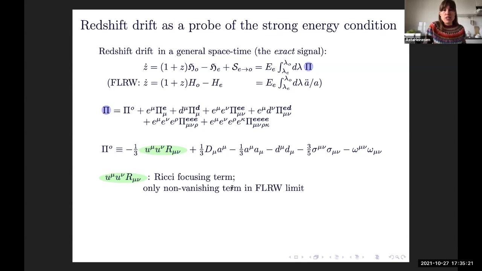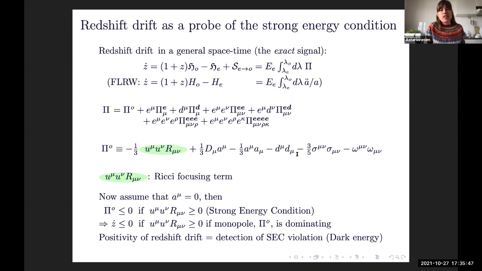And we have other terms entering, which are interesting because they are norms of spatial vectors and tensors. So they come with a minus sign, and they contribute negatively to the monopolar contribution to the redshift drift signal. And therefore, if we have geodesic observers, then for a positive Ricci focusing term, which amounts to a satisfaction of the strong energy condition in general relativity, the monopolar contribution to the redshift drift signal is negative.